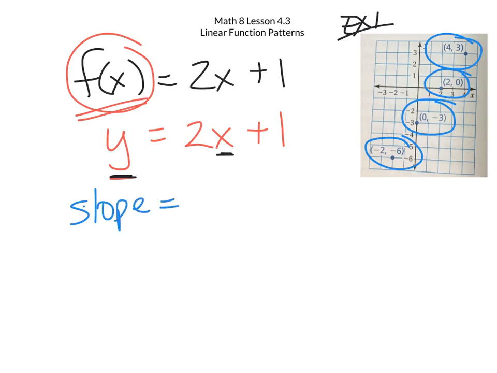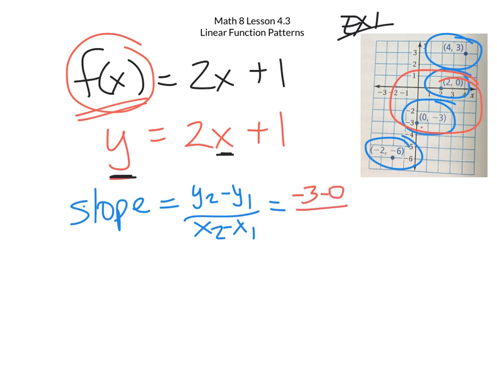And remember, slope can be found by taking y2 minus y1 over x2 minus x1, which is rise over run. So I'm just going to pick two of these points. It doesn't matter which two. I'm going to choose these two middle ones because I think the math is going to be pretty simple. So y2 minus y1 would be negative 3 minus 0, and then I have to start with the same point, so 0 minus 2. So this would be negative 3, and this would be negative 2. A negative divided by a negative becomes positive.